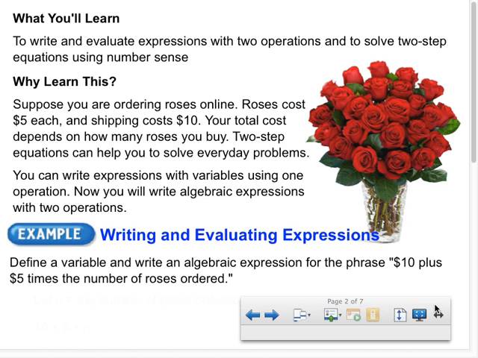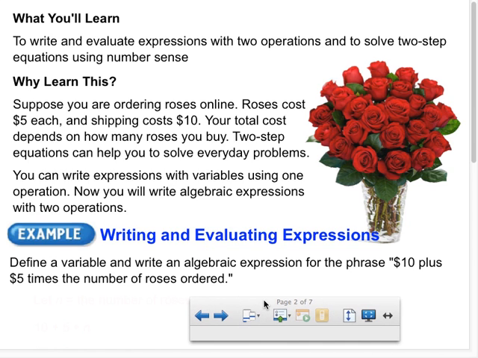Why learn this? Suppose you are ordering roses online. Roses cost $5 each and shipping costs $10. Your total cost depends on how many roses you buy. 2-step equations can help you solve everyday problems. You can write expressions with variables using 1 operation. Now you will write algebraic expressions with 2 operations. So we did algebraic expressions with one operation.